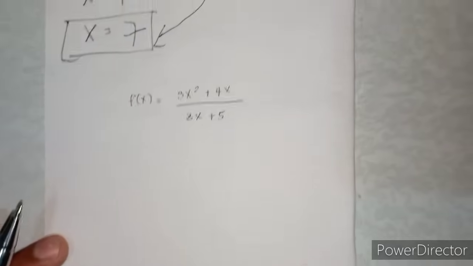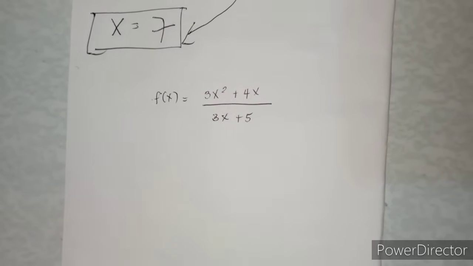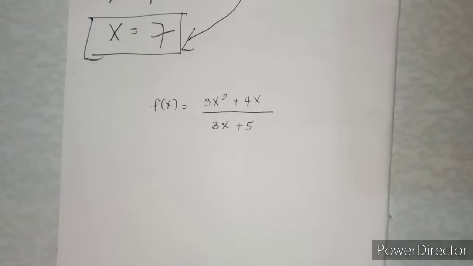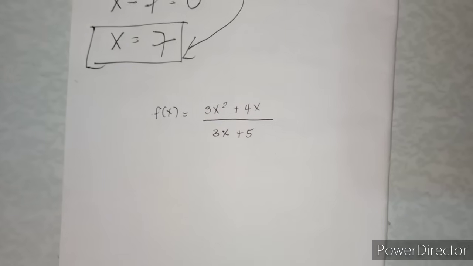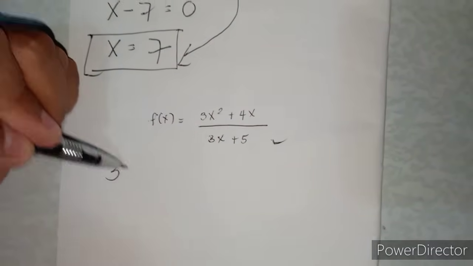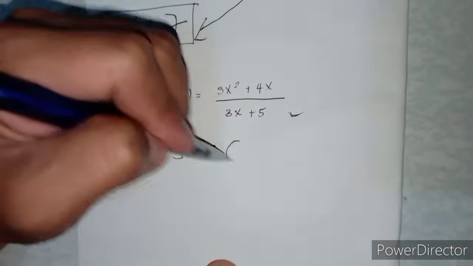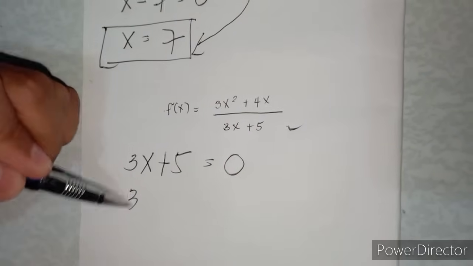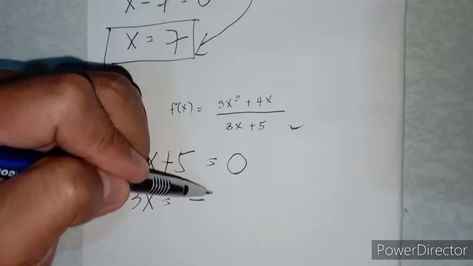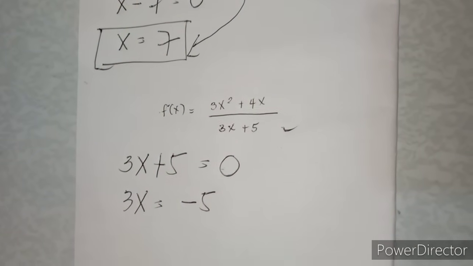How about example number 2? f of x equal to 3x squared plus 4x all over 3x plus 5. First question, Ma'am Tintin: where is our denominator? The one at the bottom. This is what we care about: 3x plus 5. To get the zero of that, equate it to 0. 3x, we will transpose positive 5, and it will become negative 5. We no longer care about the rest.